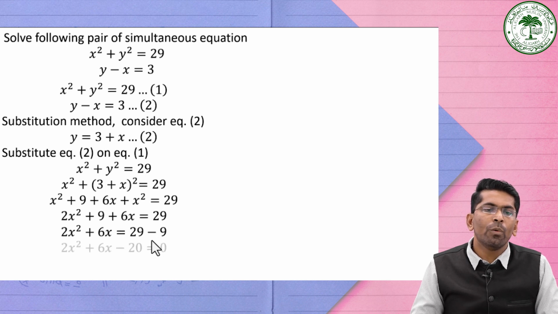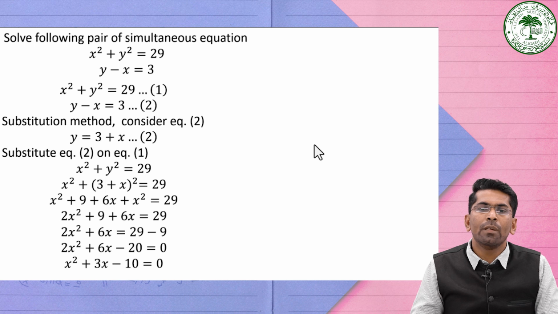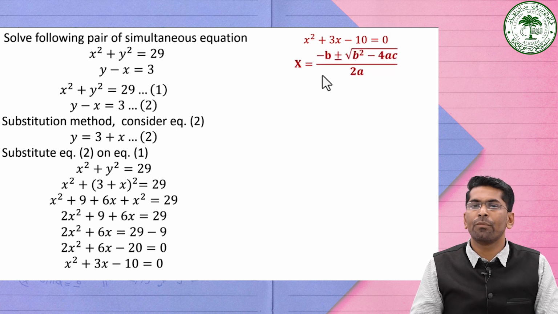So again we are going to rearrange it. It is 2x square plus 6x, then 29 minus 9, which is equal to 20, taking it to the left side, so it will become minus 20. So we have a quadratic equation now. Now we can directly apply the quadratic formula. This is our quadratic equation, and now we are applying the quadratic formula here.